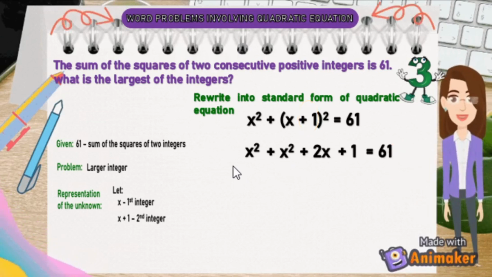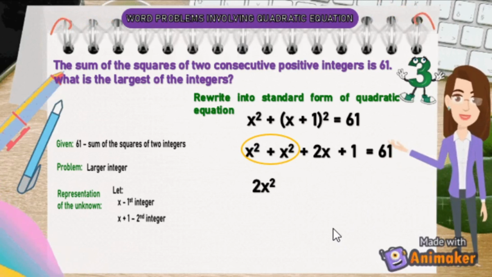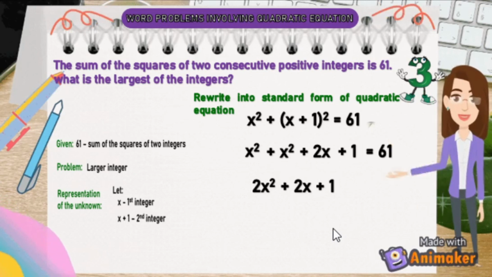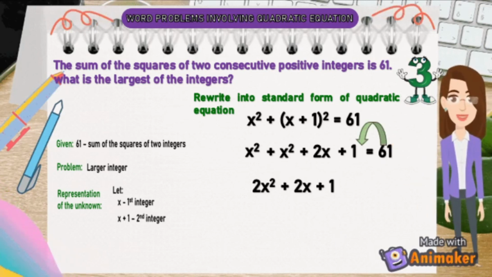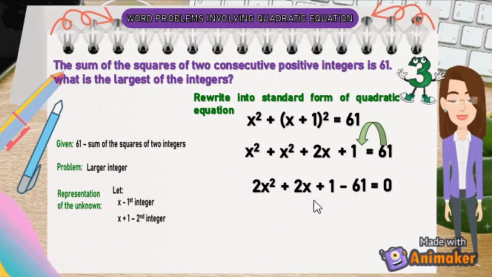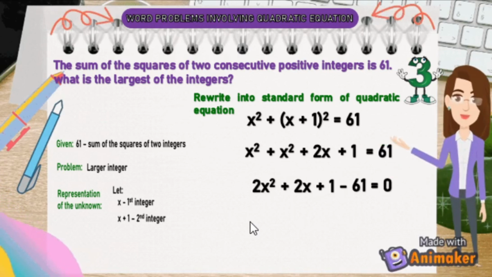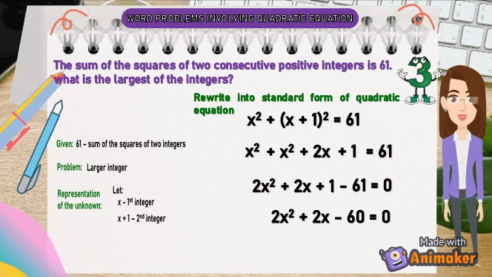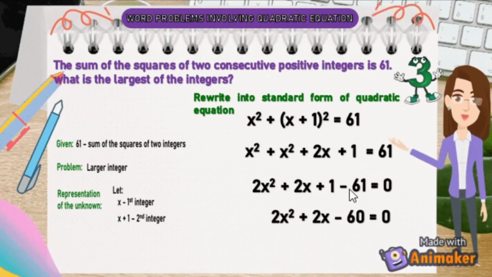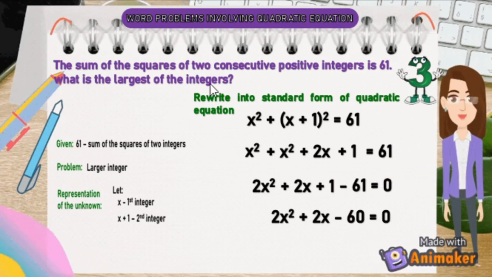And then, combine similar terms. Ang similar terms natin ay x squared plus x squared. So, therefore, meron tayong 2x squared. Plus, copy natin si 2x plus 1. And then, transpose natin si 61. So, magkakaroon tayo ng negative 61 is equal to 0. Then, copy ulit natin si 2x squared plus 2x. Magkakaroon tayo ng 2x squared plus 2x. And then, 1 minus 61 is negative 60 is equal to 0.